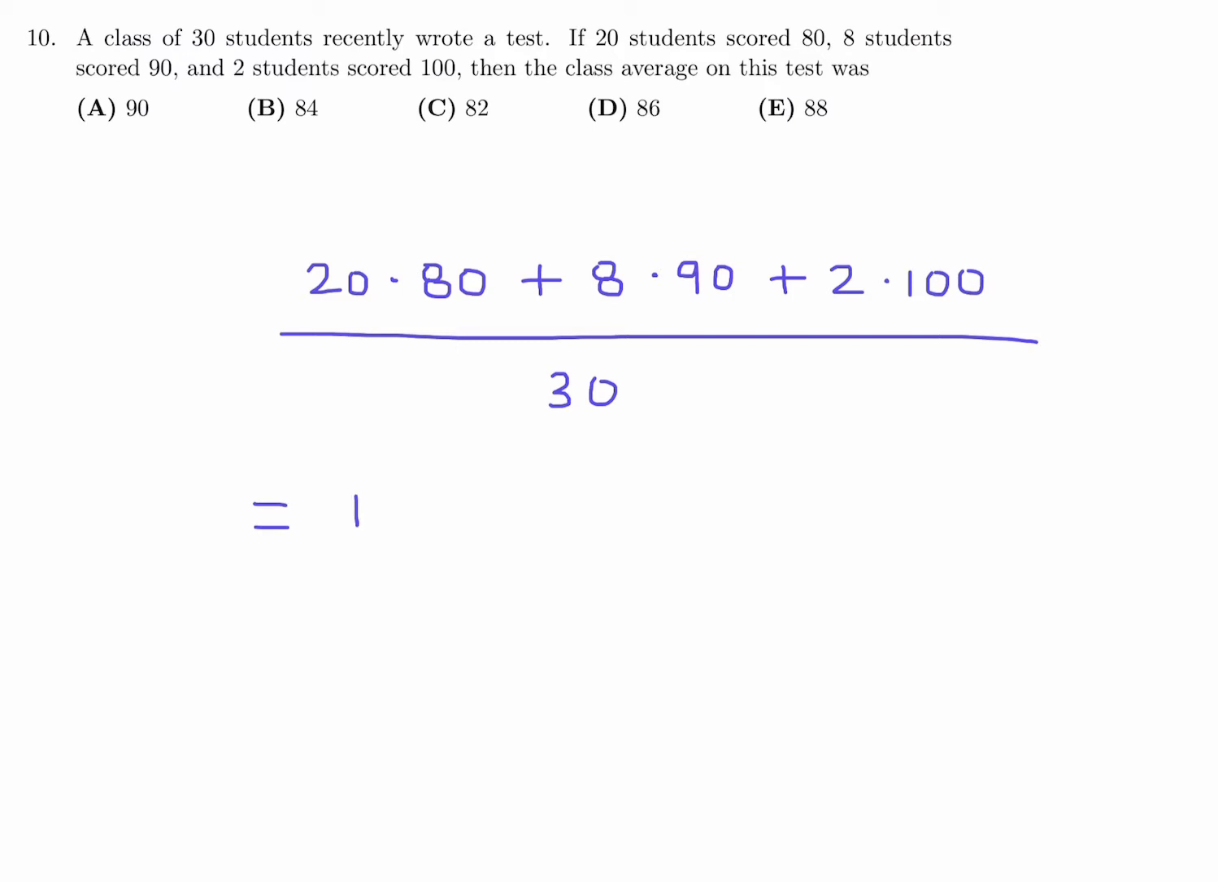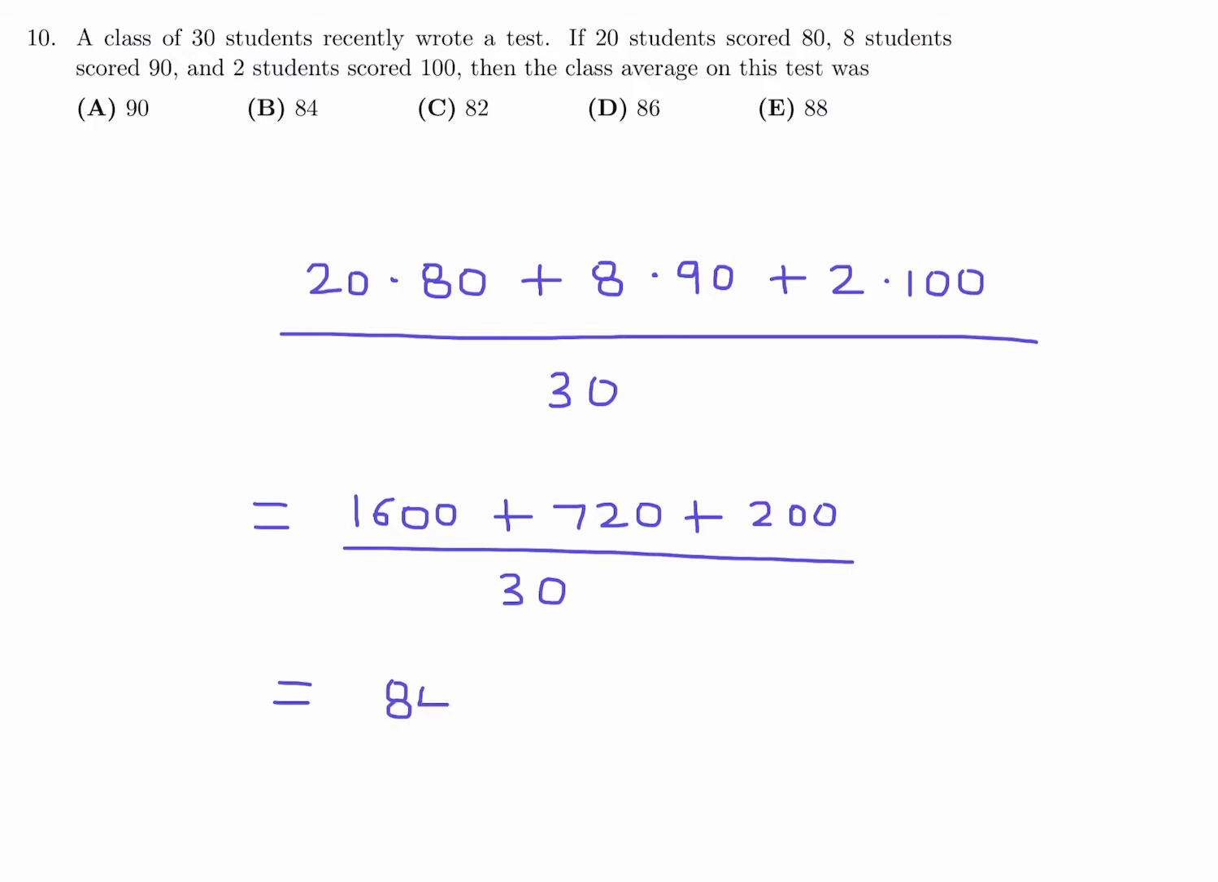So do this math. 1600 plus 720 plus 200 all over 30. And if you do that, you will get 84 exactly. So number 10, the answer is B.